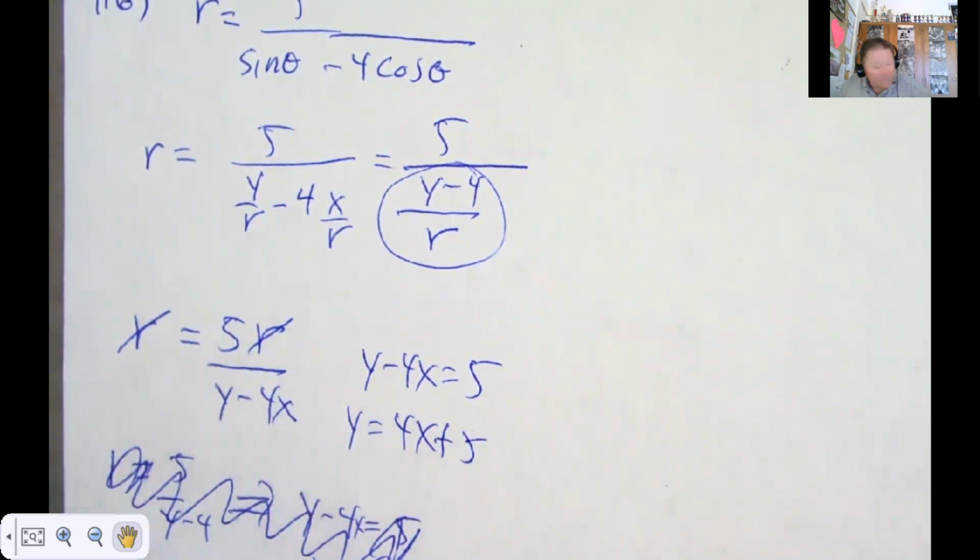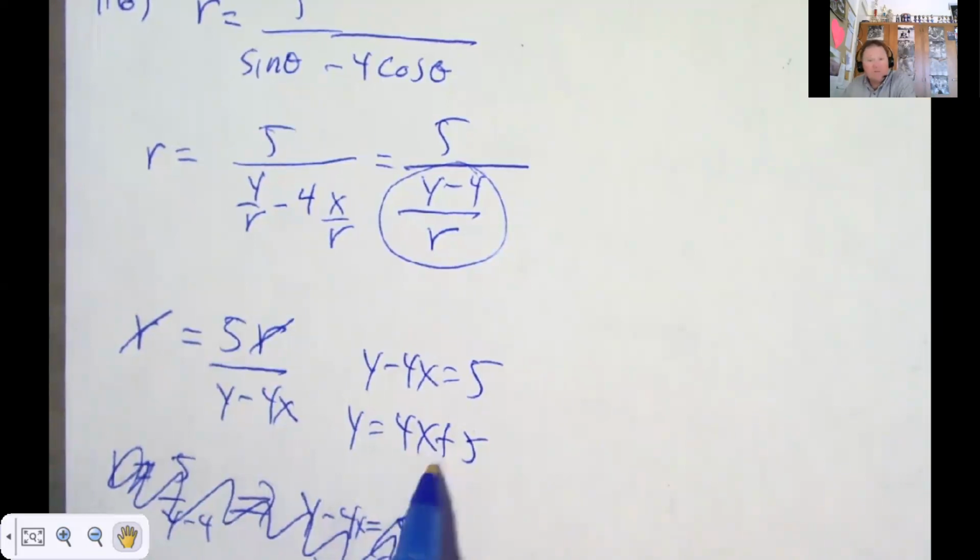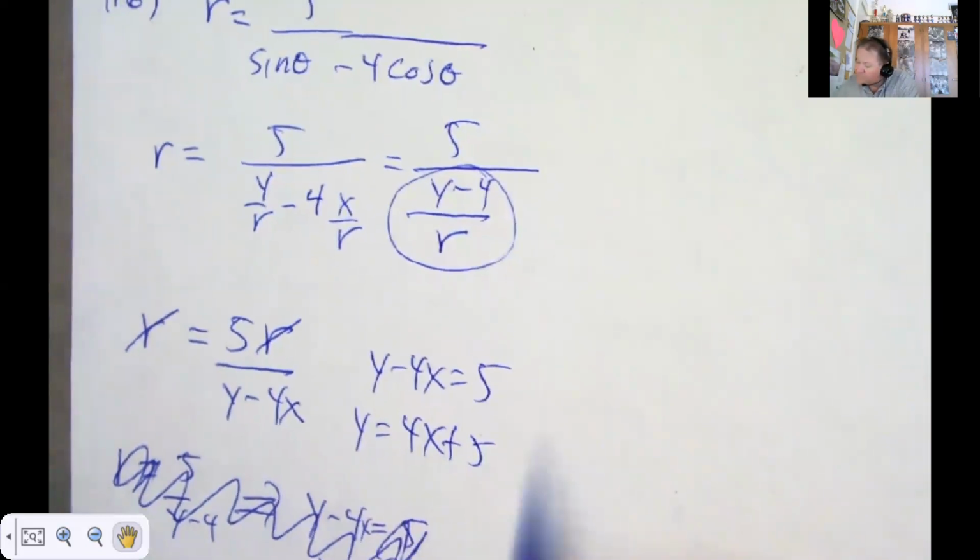Let me make sure that was it, though. They wrote the order different, but that's okay. Let's go with that. It's the same thing as what they have in the back of the book.